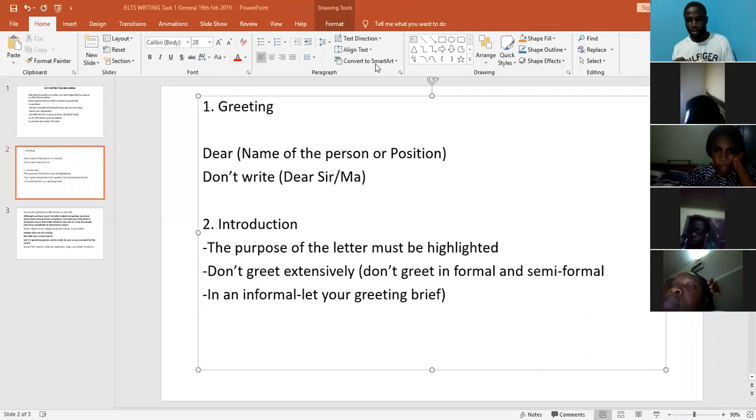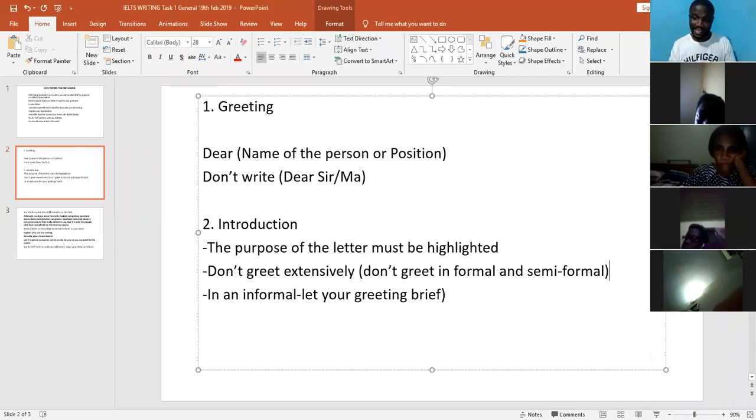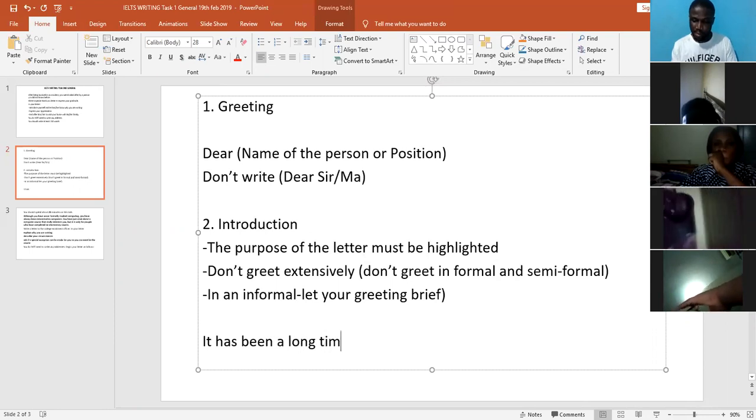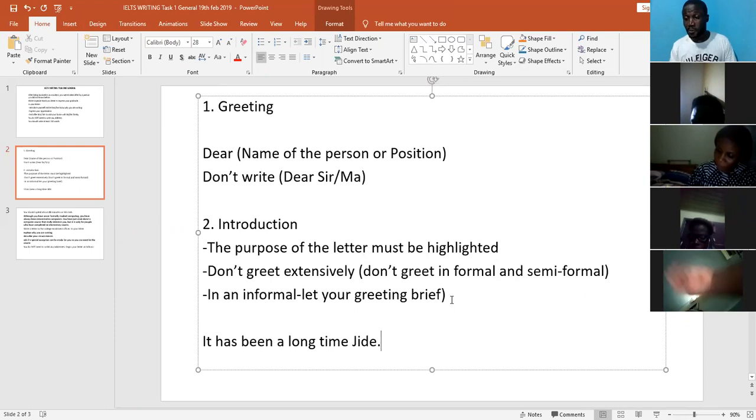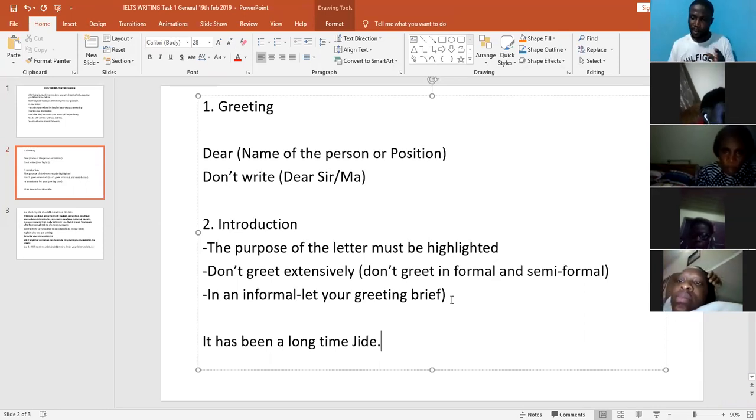So I said the introduction, the purpose of the letter must be part of the introduction. There is no two-way thing about it, because that's the essence of the letter. Don't greet extensively. I said, don't greet in formal letter and in semi-formal letter. In an informal letter, let your greeting be brief. For example, in an informal letter, it has been a long time, Jide. That's enough. Please do not go into any other story. Let your greeting be as brief as possible. Even if possible, you can eliminate it, but because it's informal, there are some things that are acceptable in informal letter. For semi-formal and formal letter, please do not greet.